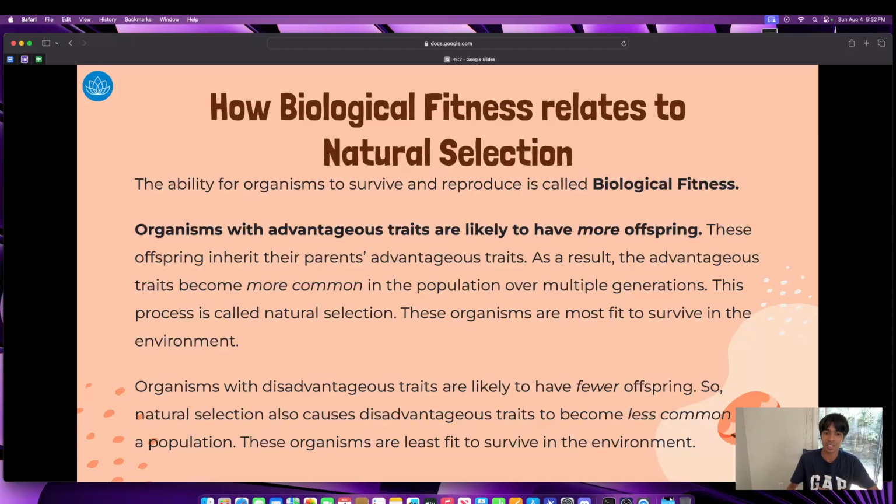Because the organisms that have disadvantageous traits are likely to have fewer offspring, because the disadvantageous trait offspring either died or were not able to mate, and thus if you died, can you have children?